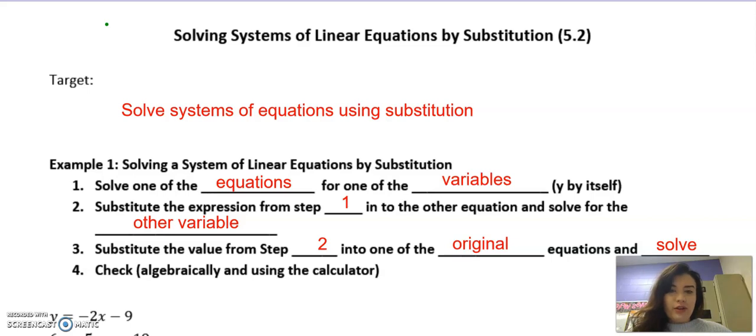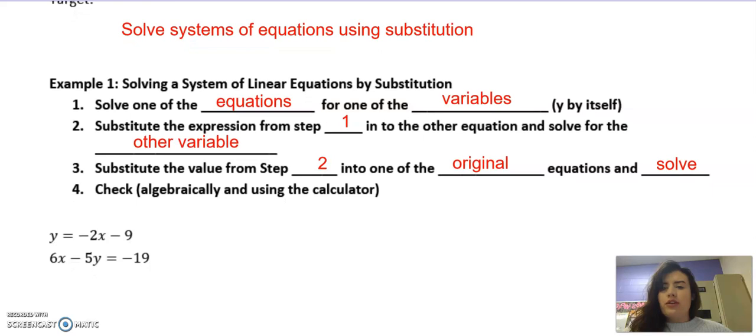Alright folks, now we're on to 5.2. So we've already learned how to graph, which is an estimation, and then we have to check our solution, but now we are finding exact answers. So we're going to solve using substitution from the very beginning. So we have our steps written out for you guys.